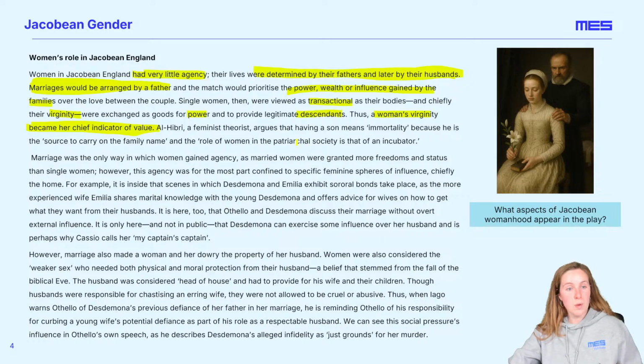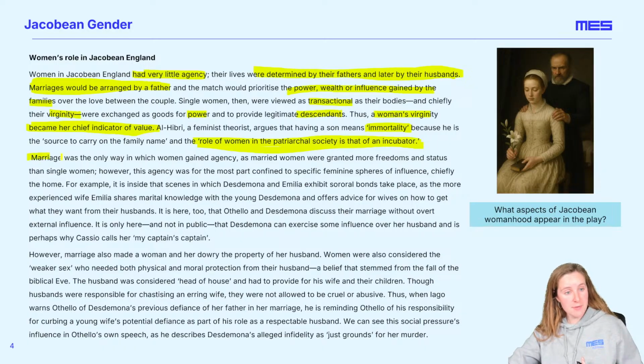We also have the idea of women being an incubator for men, and that this is their only source of power, and that for women, power being virginity, it's because it's important to men in terms of preserving their name.